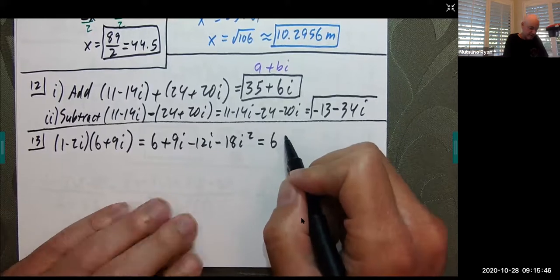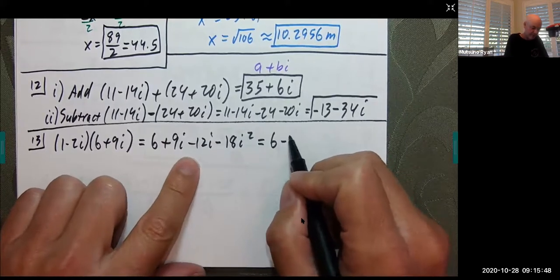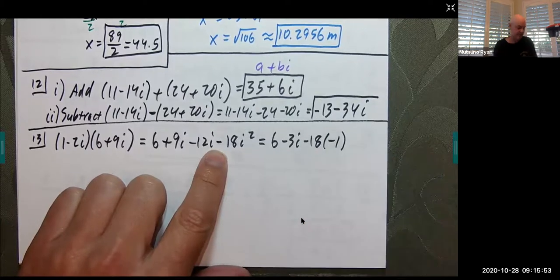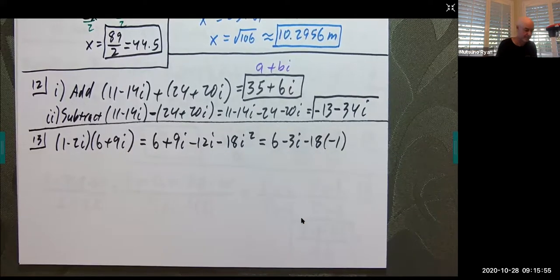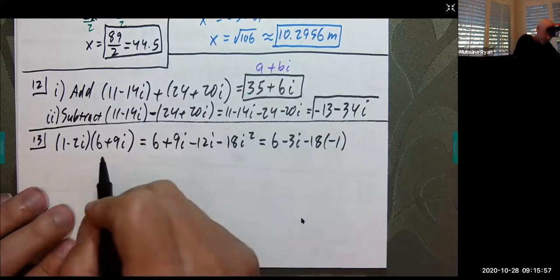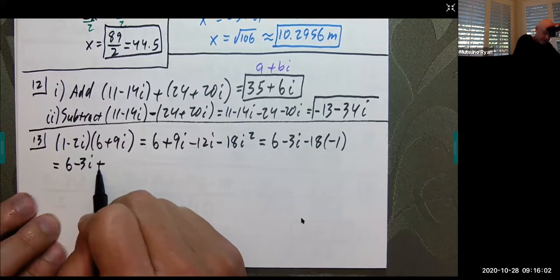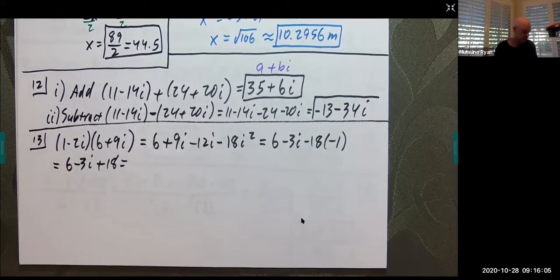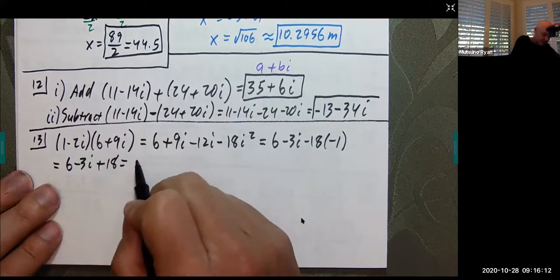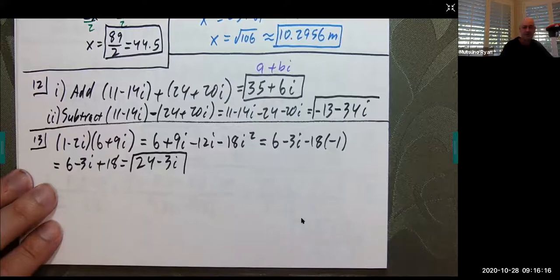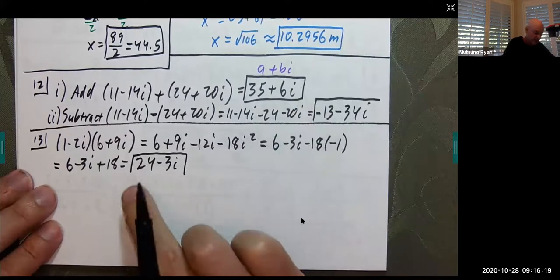So 6, I can see here I'm going to combine these two, minus 3i, minus 18 times -1, which becomes 6 minus 3i plus 18. So it changes the sign at the end there. 6 plus 18 is 24 minus 3i. And once again, we have written this in standard form, a plus bi.